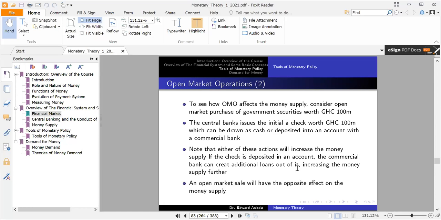An open market sale will have the opposite effect on the money supply. Open market sale will reduce money supply. However, open market purchase will expand money supply. Government can do OMO to expand money supply or sell government securities to reduce money supply.